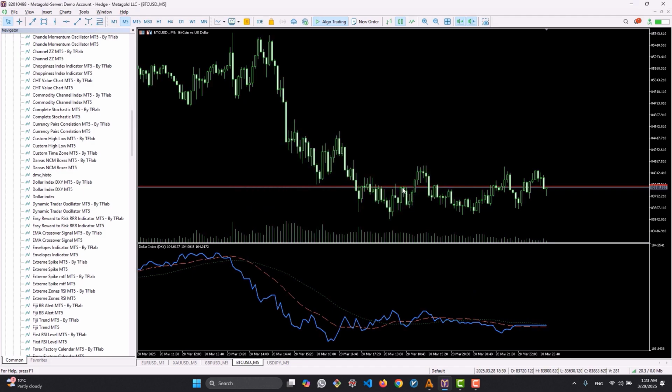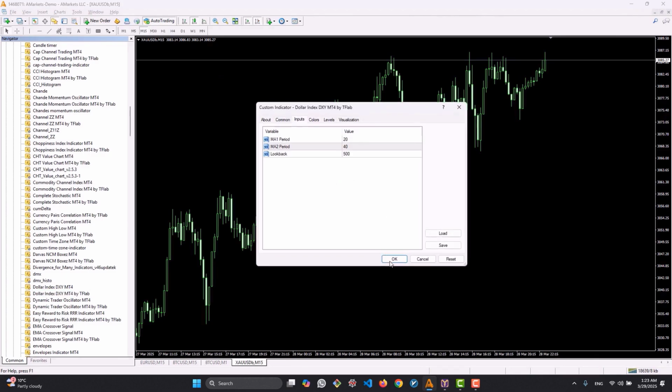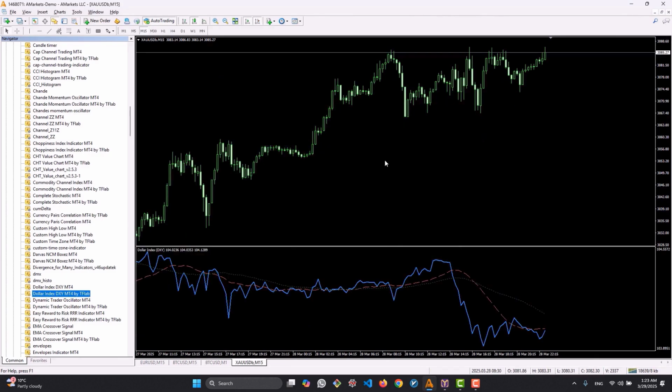You can also use the MT4 version of this indicator on the MetaTrader 4 platform. This indicator is available for use on the MetaTrader 4 platform, which is popular among traders. It provides essential tools for market analysis.